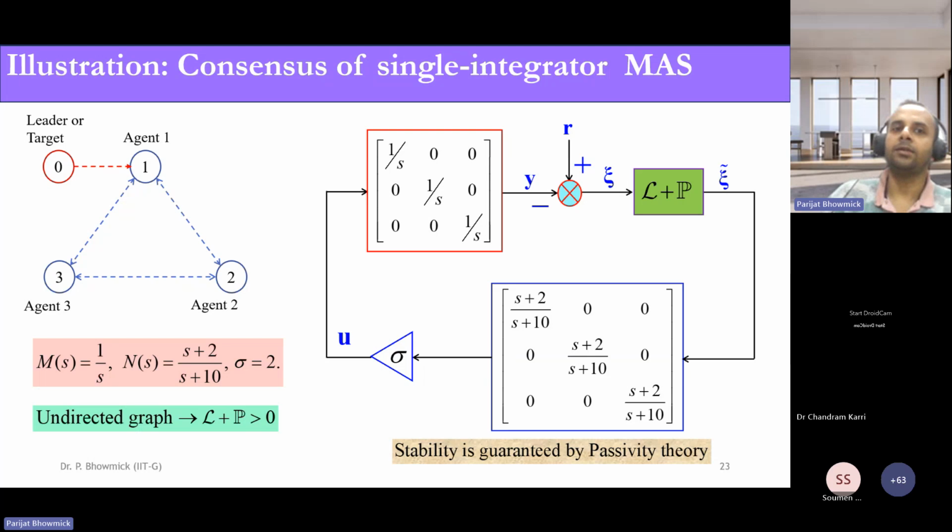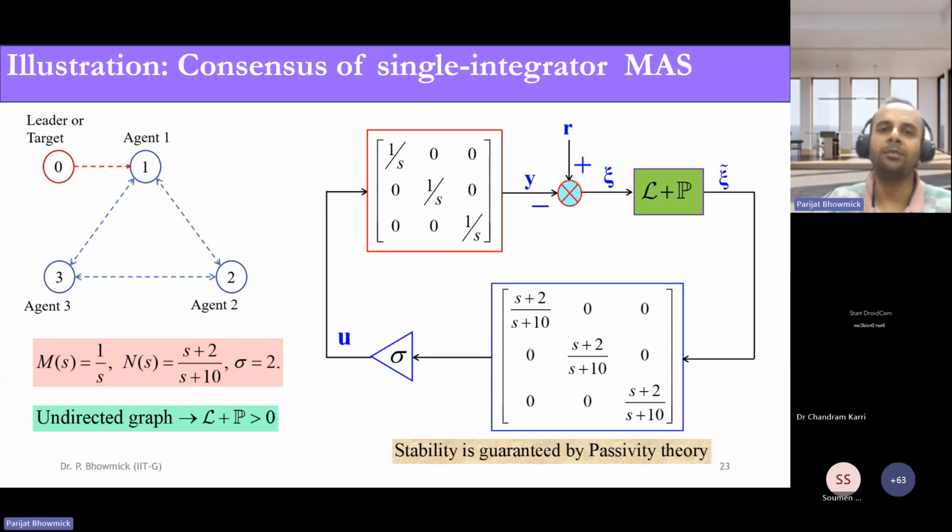Here you can think that I have considered three single integrator agents. They are bidirectionally connected, and we wish to design a distributed controller for achieving the leader following consensus. Here, the leader or the target has been labeled by the zero node. So the plant M(s) is 1 by s. The N(s), the controller, I have designed by applying passivity theory.